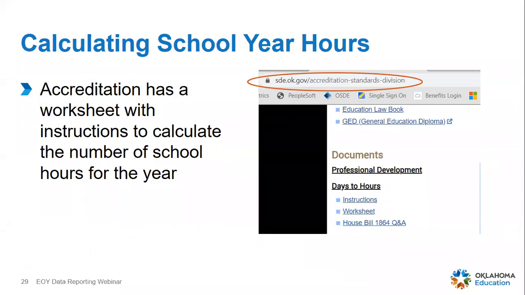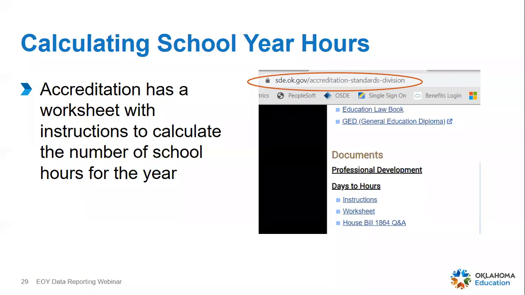Okay, calculating school year hours. If you're not sure of your school year hours, and this gets tricky right now, accreditation does have a worksheet with instructions that you can use to calculate the number of school hours for the year. Okay, if you're averaging out throughout the year for services that were provided prior to March 13th, prior to school closures and distance learning, okay, you can average out for those months, and that would be fine.